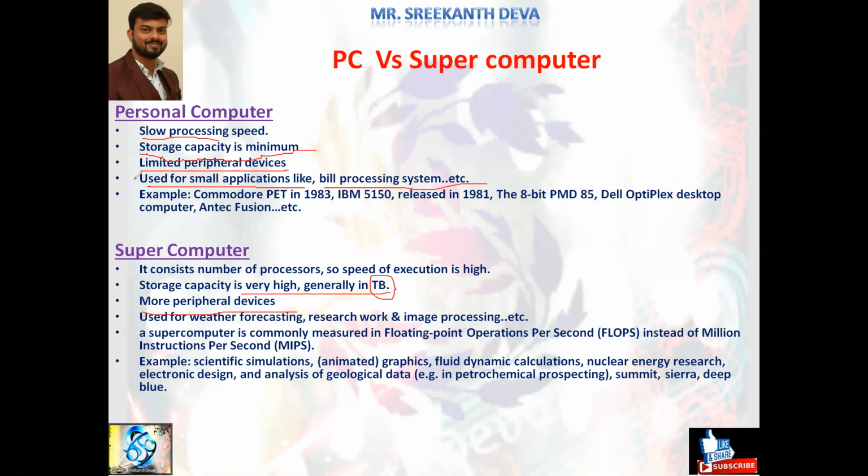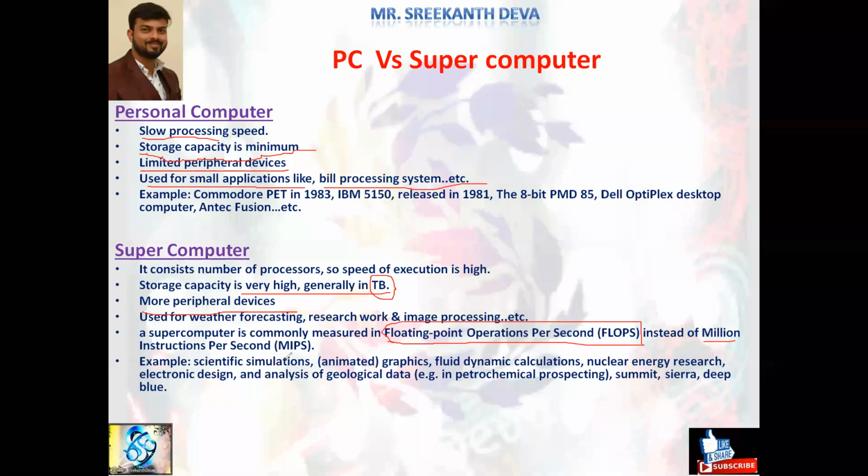Personal computer data measurement units generally go with bits, bytes, kilobytes, megabytes, gigabytes, and speed is calculated in MIPS, million instructions per second. But supercomputers are commonly measured in FLOPS, floating point operations per second, instead of million instructions per second. This point is very, very important.